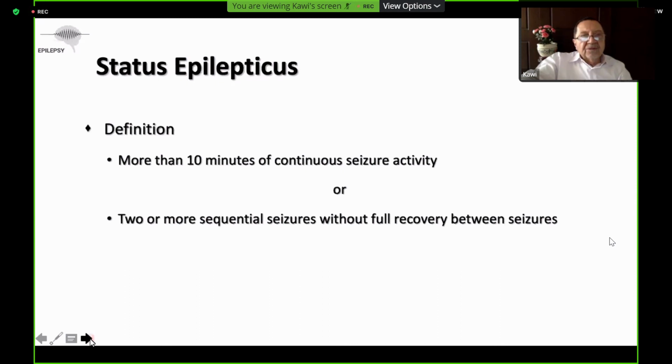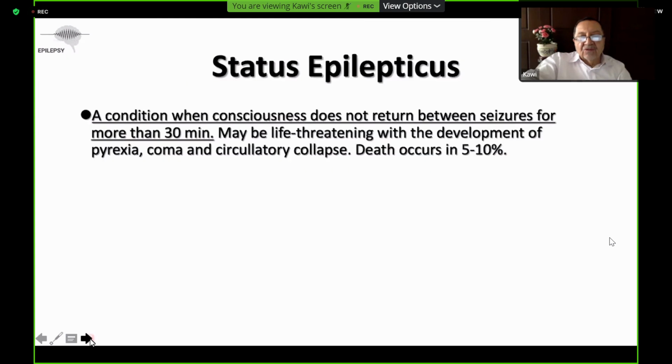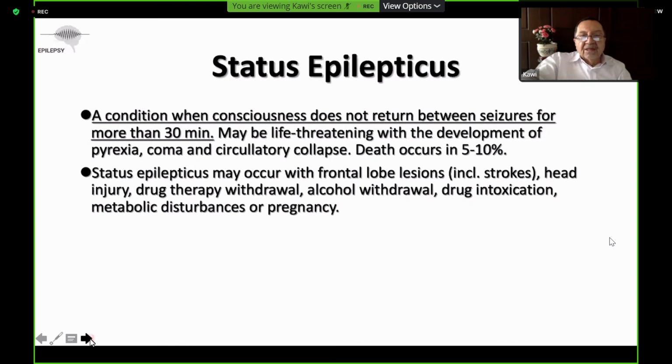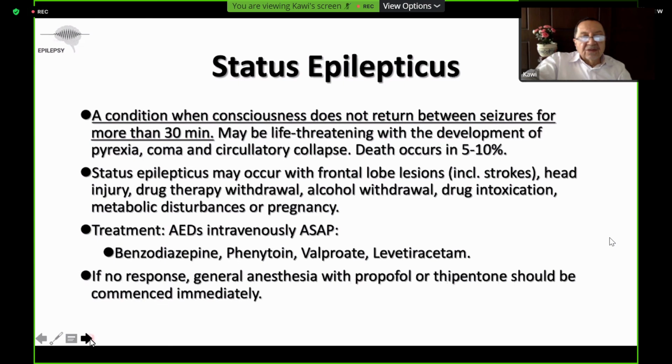Just a few words about status epilepticus. It is more than 10 minutes of continuous seizure activity or 2 or more sequential seizures without full recovery in between. It's a condition when there is no return to normality between the seizures for over 30 minutes, maybe life-threatening, and it should be treated immediately in an emergency room, and treatment with anti-epileptic drug intravenously as soon as possible.